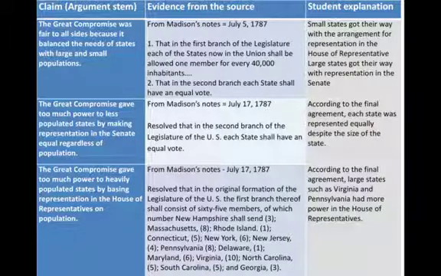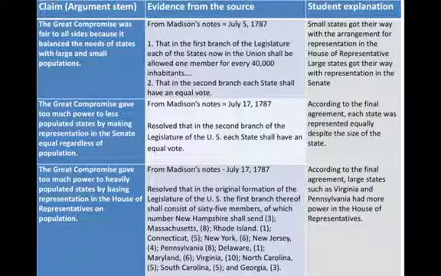This is an example of things students might do. If you look at the first claim statement, argument stem: the Great Compromise was fair to all sides because it balanced the needs of states with large and small populations. The source, as I mentioned, is Madison's notes. They were taken on July 5th, 1787. And there's two pieces of information that students might pull out. That information can become evidence.